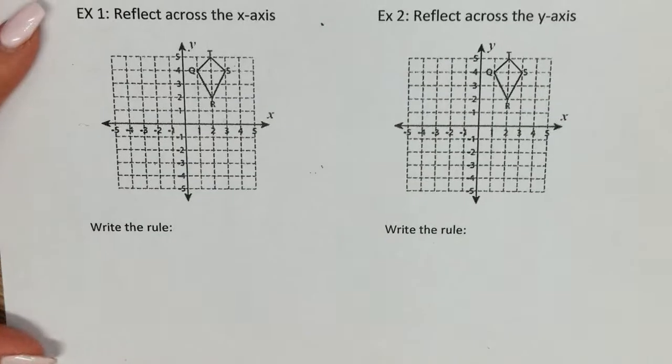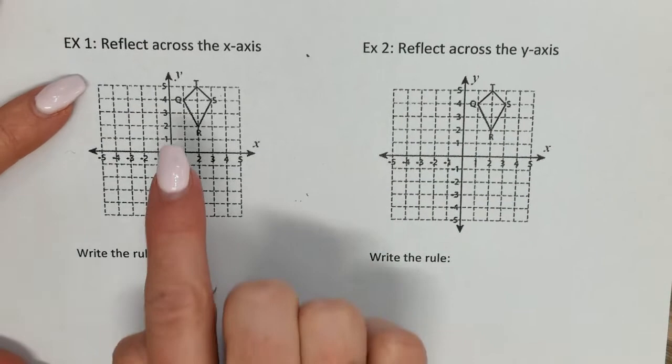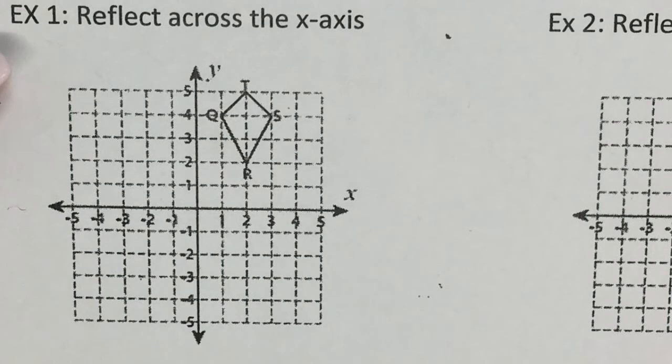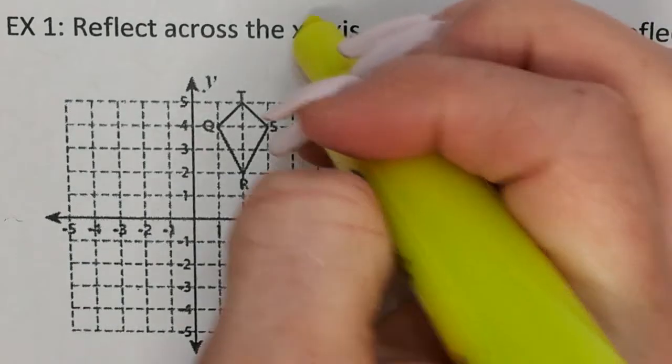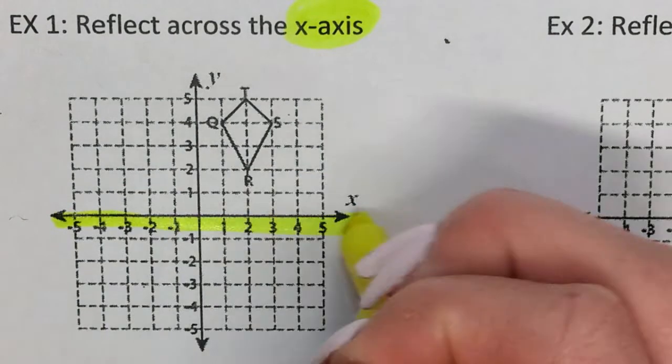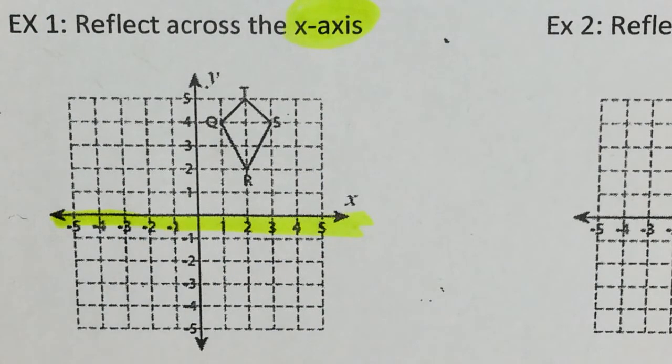All right, let's look at some examples. They want you in example 1 to reflect this shape across which axis? So I want you to highlight or just draw a line across the x-axis.